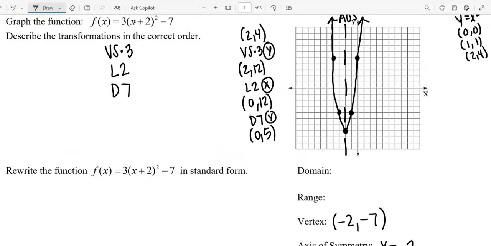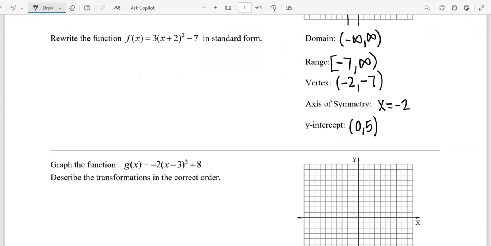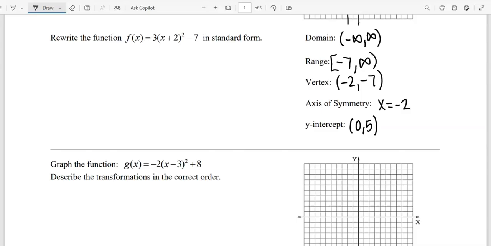What's the domain? Negative infinity to infinity. What else could you write? All real numbers, that would be fine too. So range is which variable? The y. What's the smallest y we can have? Negative 7. Do I want to include that? Yes, because I have a vertex there. So bracket negative 7, comma what? Infinity. It goes up forever and ever. You can't include infinity, and so it gets a parentheses.